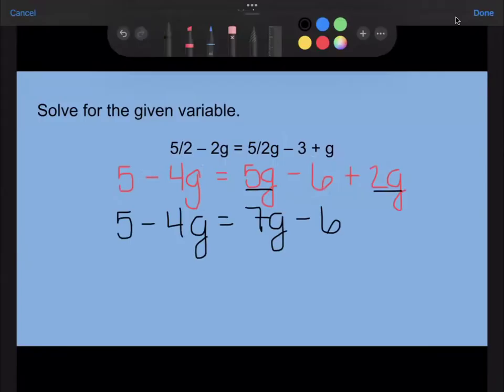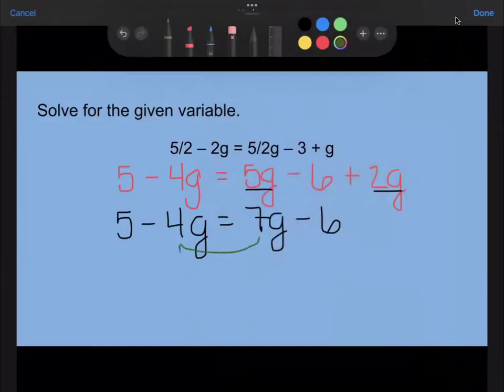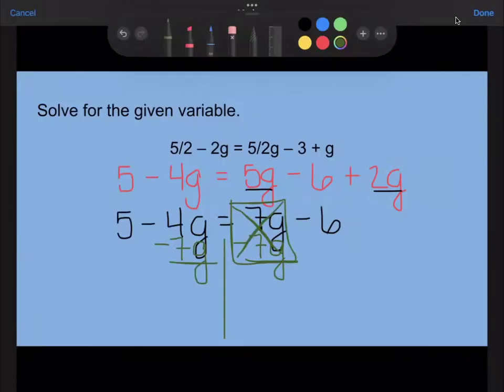Now I'm going to move this 7g over here. Since it's going to cross the line, that means I do the opposite to both sides. So I'm going to subtract 7g here and subtract 7g here. These g's will cancel out to 0. And then negative 4g and negative 7g is negative 11g. So that minus in front of the 4g means that it's a negative 4g. Okay, so this is what we have so far.